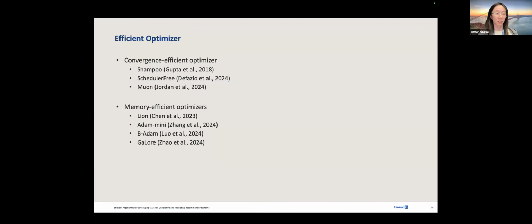And there is another one called Muon, which actually originates from an X thread. Muon is applying a Newton-Schulz iteration to the parameter update to orthogonalize it. And this can ensure that the update matrices are isomorphic, and in this way prevent the weight from learning along just a few dominant directions.